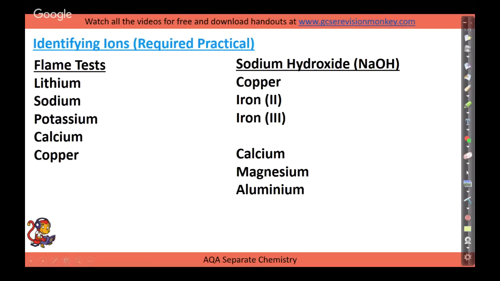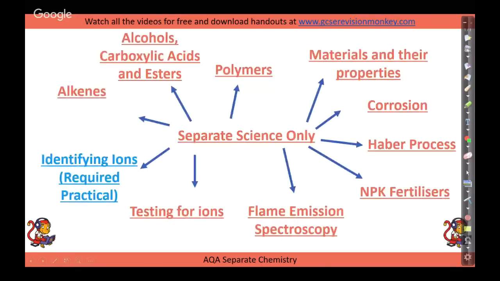Materials and their properties, so things like ceramics, glass, metals, alloys. Corrosion and the conditions needed for rusting. Haber process, now that links into Le Chatelier's principle and changing conditions. NPK fertilizers, which is quite involved, where you get the nitrogen, phosphorus and the potassium from. Flame emission spectroscopy is an instrumental method, a machine method for testing for ions. And the bit that I'm going to go through now is the required practical on testing for ions, because it's quite likely that they will ask you questions on that in the exam.